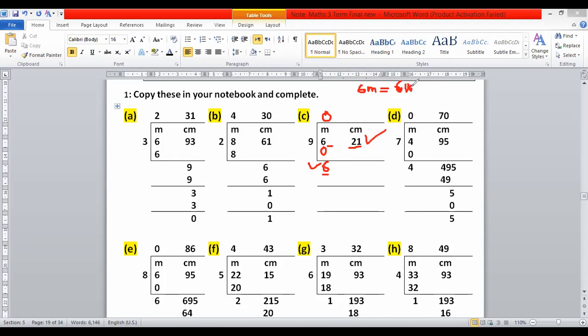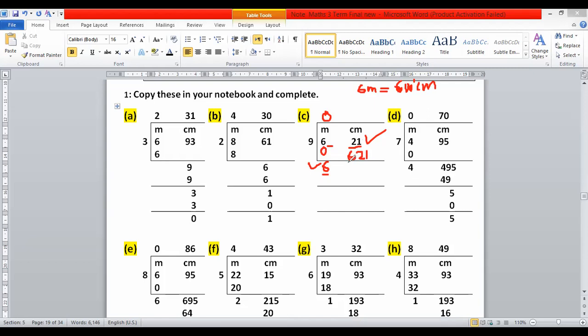6 meter equal to 600 centimeter. 600 plus 21, you get 621. In other words, you can say put this 6 in front of 21. But actually the concept is add 600 with 21. 600 plus 21, 621. It means this time you are going to divide 621 centimeters by 9.